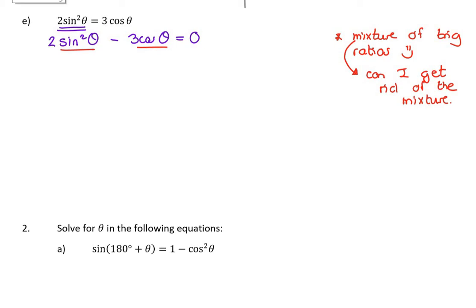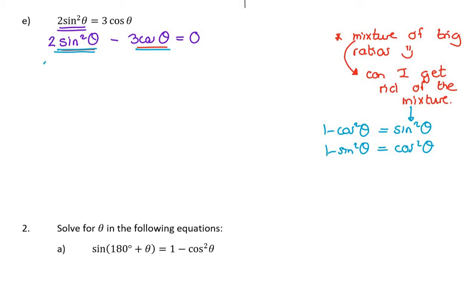Now, in order to do that, I need to either get rid of the sine squared or I need to get rid of cos theta. And our first thing is look for the squared. And that's because sine squared is the same as 1 minus cos squared. So it is possible to change sine squared into something with cos squared, and vice versa. If you had a cos squared, it is possible to change this to 1 minus sine squared. And then the moment you have a trig equation with only one type of trig ratio in it, it makes your life a lot easier because it makes common factors and trinomials possible.